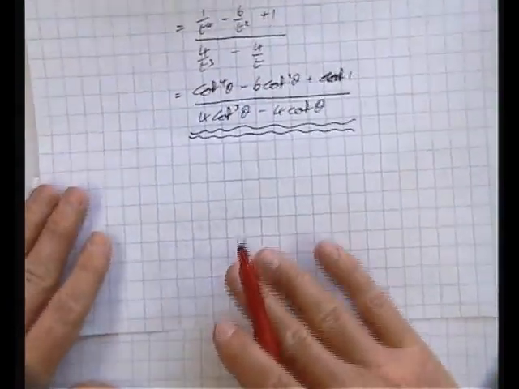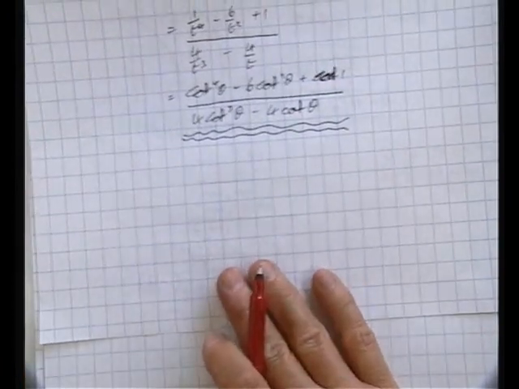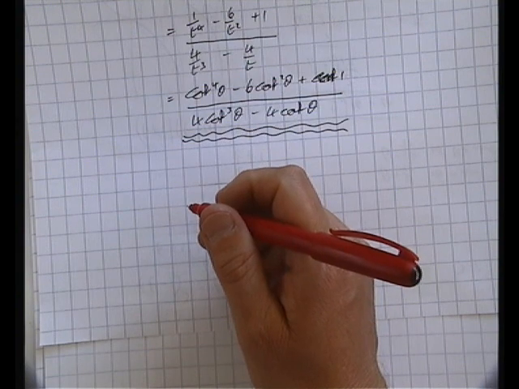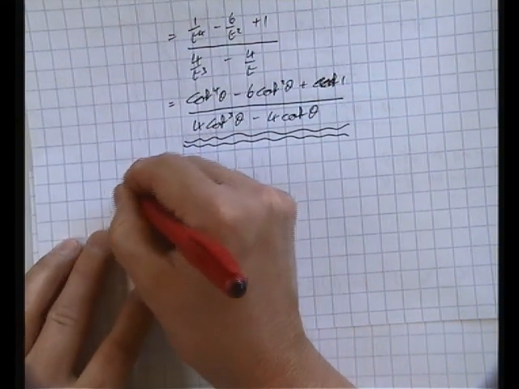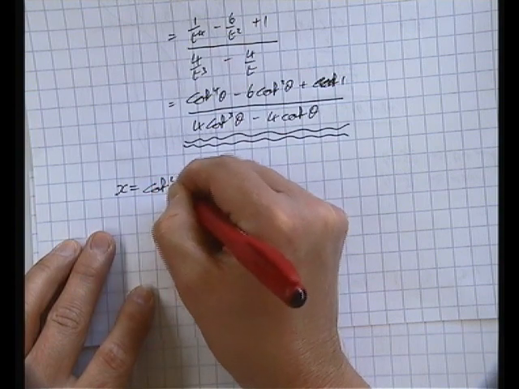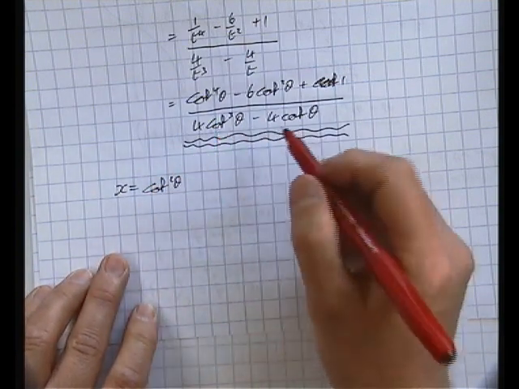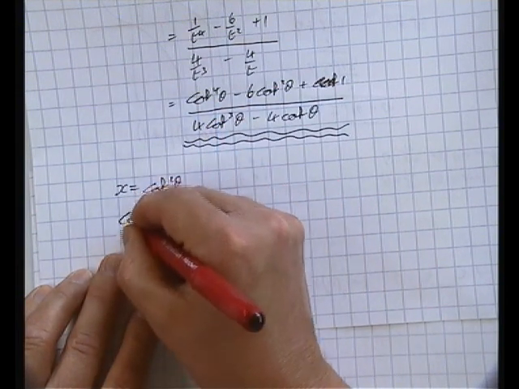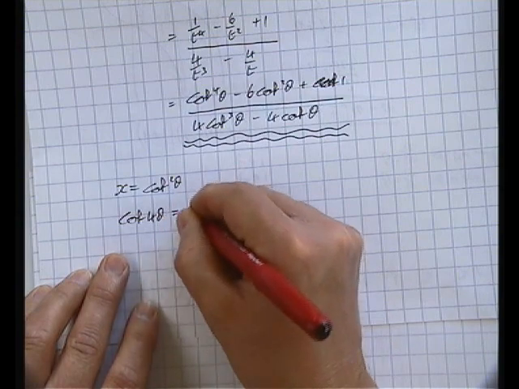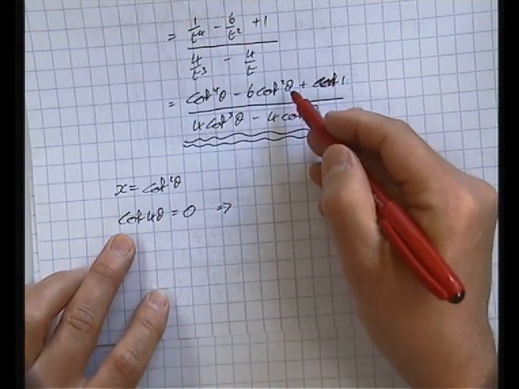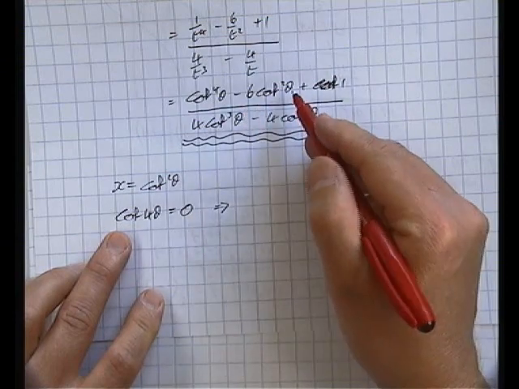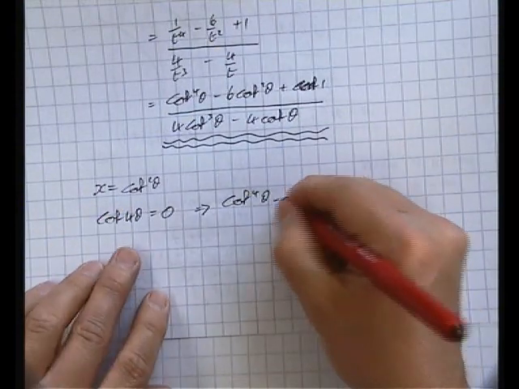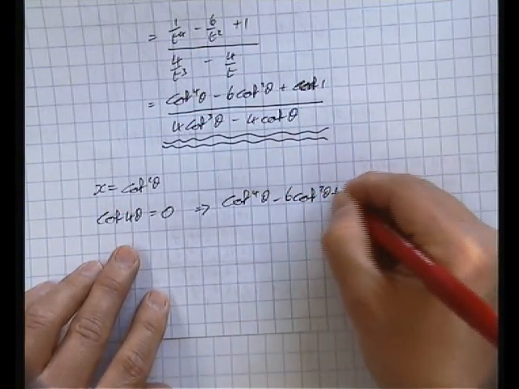So, from here, if we now say let's write x equals cot squared theta, and then if we say as well cot 4 theta equals 0, then that implies that the numerator of this expression is 0. So that implies that cot to the 4 theta minus 6 cot squared theta plus 1 is also equal to 0.